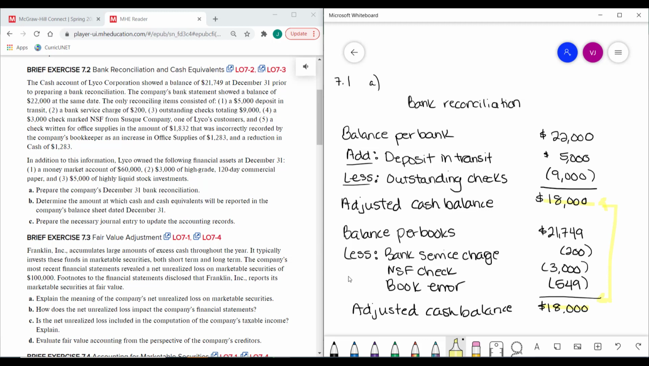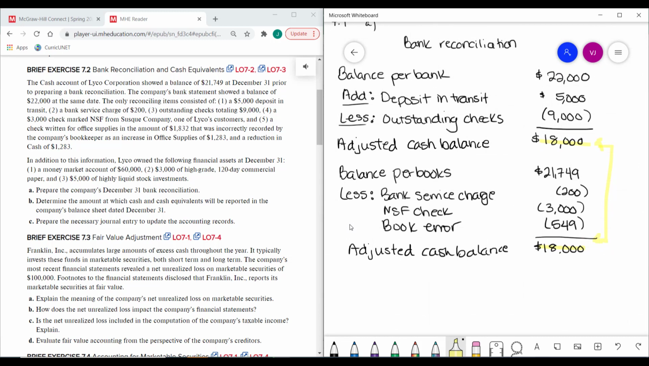Okay, so for B, it's asking us to determine the amount at which cash and cash equivalents will be reported in the company's balance sheet dated December 31st. So cash and cash equivalents, if we look on the balance sheet, that will be a combination not of just cash, but anything that qualifies as a cash equivalent. So it's the one thing we know that will be part of cash and cash equivalents. Well, our cash. And how much cash have we found out that we actually have? $18,000. So this is our actual cash, right?